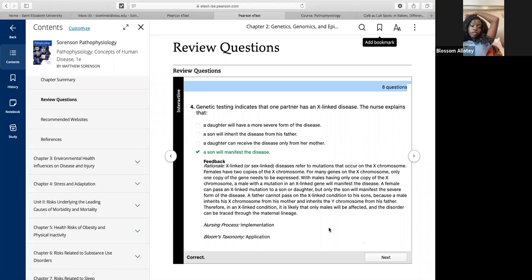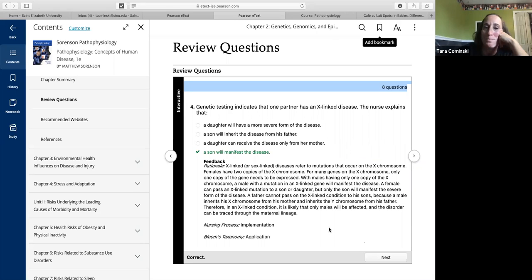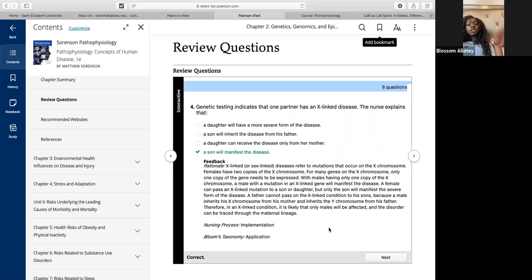Wait, what if the father has this still? It still can't be passed, because the father is giving the Y chromosome to the son. Oh, okay. So even if he had this, it wouldn't work. Yeah, that's what they're saying.